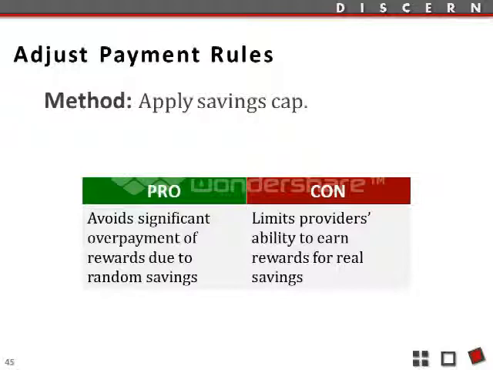But the argument against that is that it could limit providers' ability to earn rewards for the real savings that they generate. Right? So if a provider organization has in fact generated 20% in real savings, but you've got a 10% cap, well, that provider organization is not getting paid for a good portion of the savings that they generated. But this is a common component of shared savings programs. It is one of the components of the Medicare shared savings program, and was actually implemented here in Maryland based on some of the observations about the volatility of the results of the program.